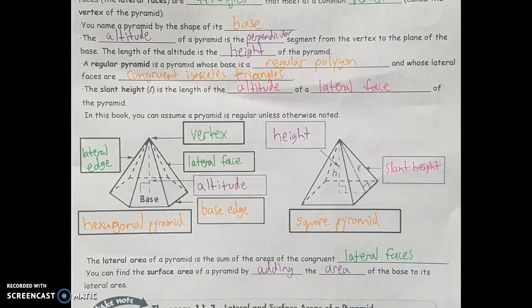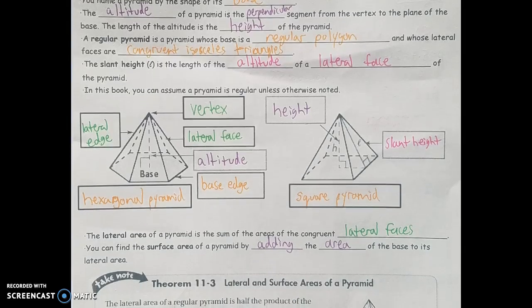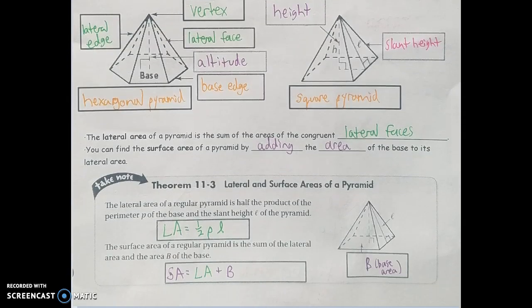So the lateral area of a pyramid is the sum of the areas of the congruent lateral faces, just like for a prism. We add up all the sides. We can find the surface area of a pyramid by adding the area of the base to its lateral area. So that makes our formula a little bit different for surface area of a pyramid than it was for prisms. And again, the lateral area of a pyramid would be all the sides. Since our sides are triangles, that would be 1/2 perimeter times the slant height. Kind of like when we had perimeter times height before, but since I'm not using rectangles for the sides, I have to do 1/2 perimeter times slant height, which comes from the 1/2 base times height formula.